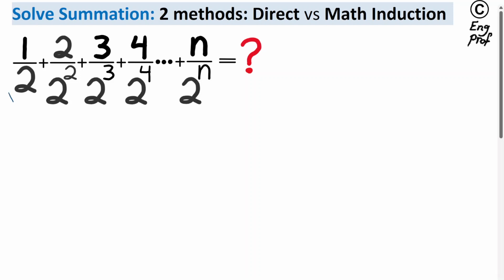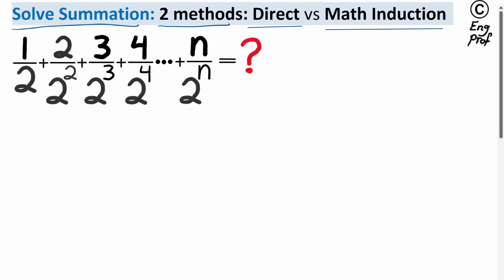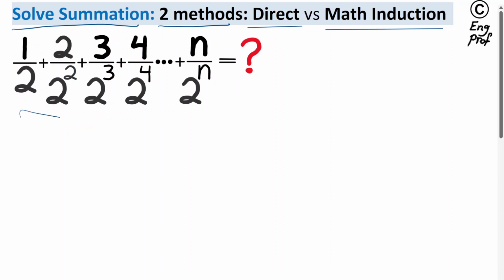For the finite summation that is provided here, we want to solve it using two methods: one, a quick direct proof method, and the other, a mathematical induction method. If we take a look at this summation, it has a general term of n divided by 2 to the n. So it's basically 1 over 2 plus 2 divided by 2 to the 2 and then plus 3 divided by 2 to the 3 and so on and so forth. Does it converge? What is the value?